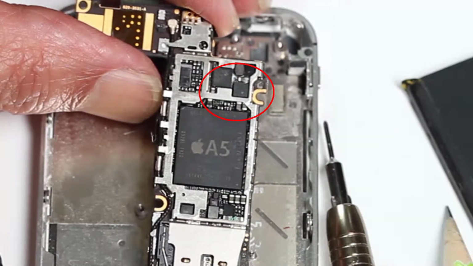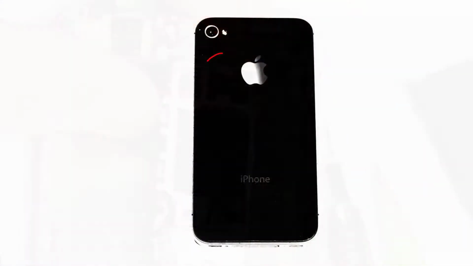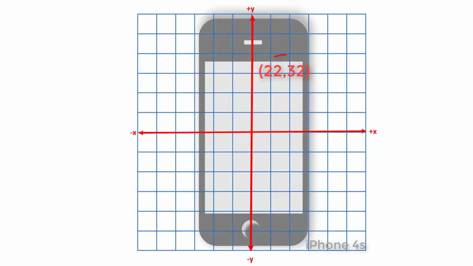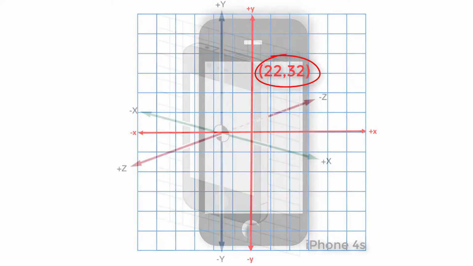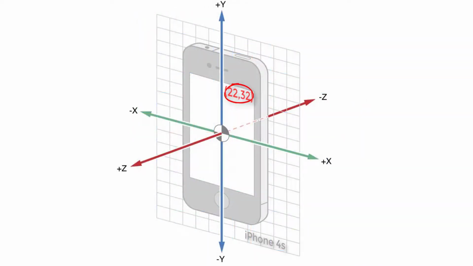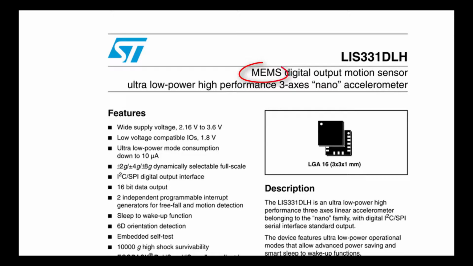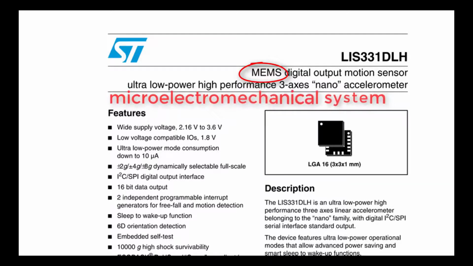Looking at the rear view of the iPhone, the accelerometer is in the top left-hand corner. Turning it over and using the geometrical centre as the Cartesian origin, the accelerometer is 22 millimeters across and 32 millimeters up. The data sheet for this particular accelerometer states that it's a MEMS device, micro electromechanical system. In short, there are extremely tiny mechanical bits moving within the 3 millimeter case.